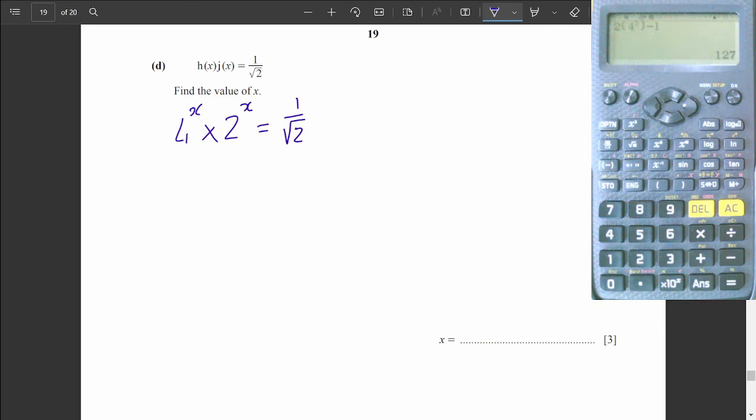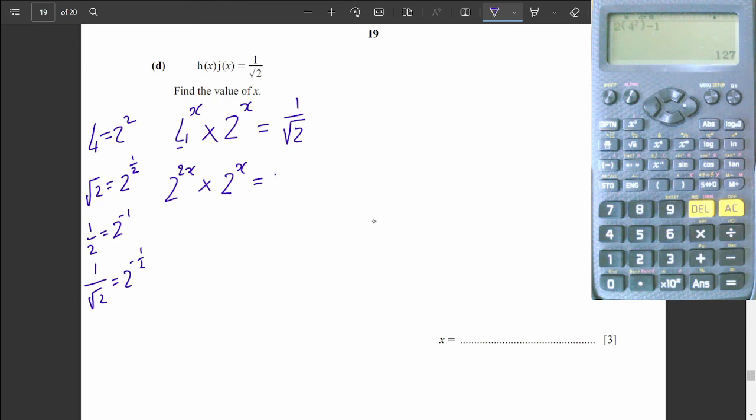x is an index. If we can get all the base numbers the same, then with the indices we will be able to solve it. So first of all, we know that 4 equals 2 squared. So we can change this 4 for a 2 squared. There's an x already, so don't leave it out. We leave it where it is. Okay. Then square root 2 is the same as 2 to the power of half. Laws of indices. Also, anything that is a denominator can be written as a negative, meaning we can write 1 over square root 2 as 2 to the power of minus a half. And that's what we're going to do.